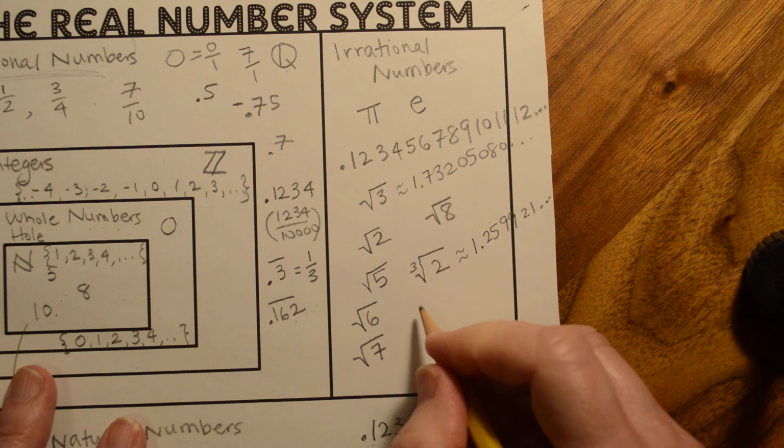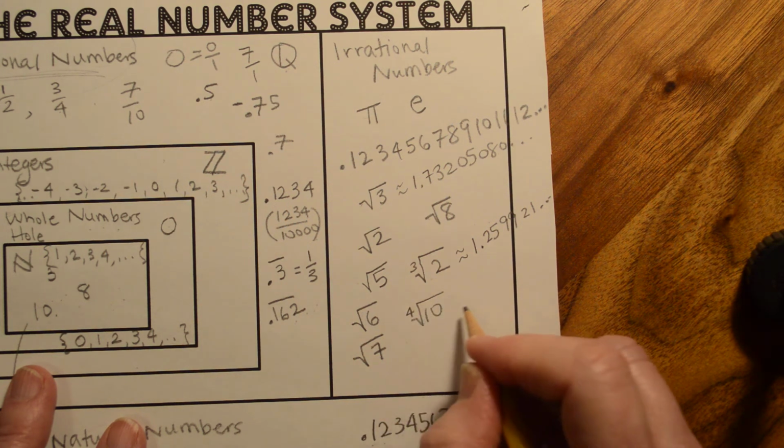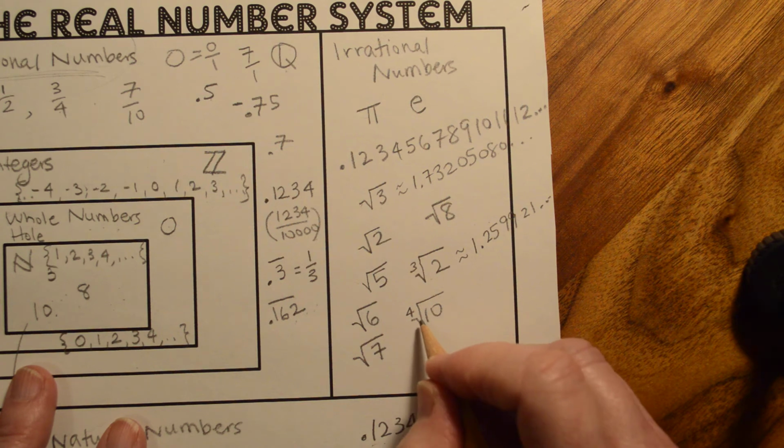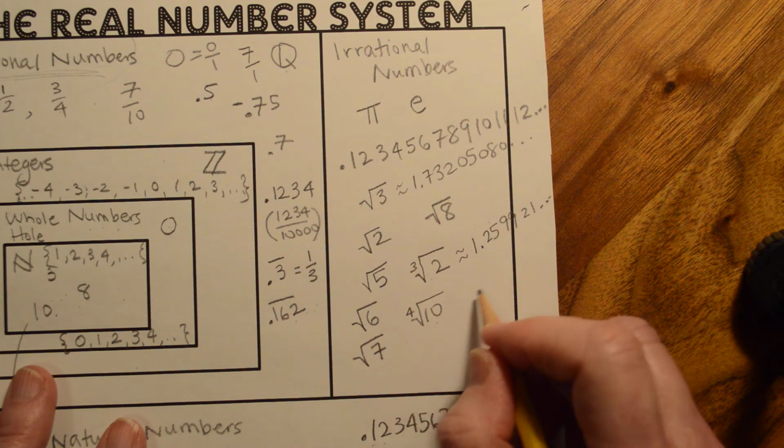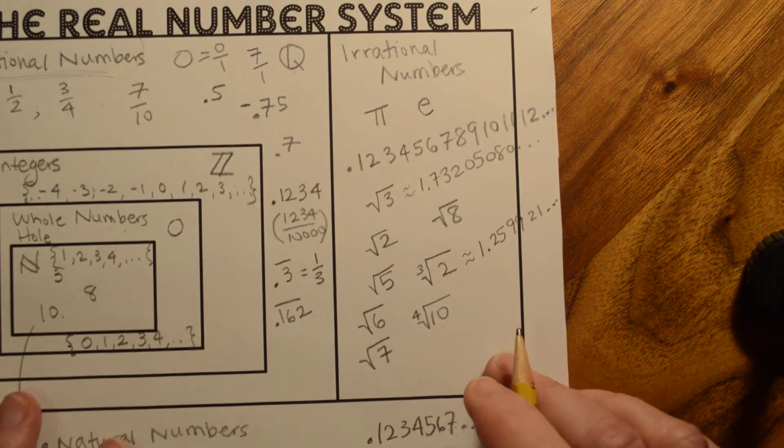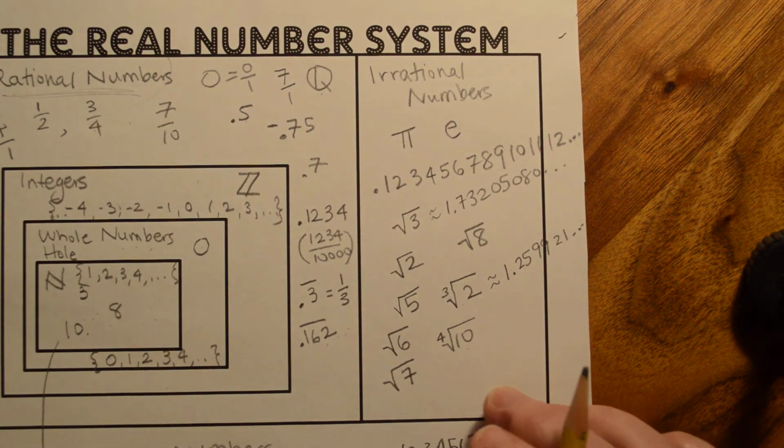So things like that. We have fourth roots, right? Fourth root of 10. What number times itself 4 times gives you 10, all right? So irrational numbers are a lot of not nice numbers. We don't like to see them come up, but they do exist, all right?